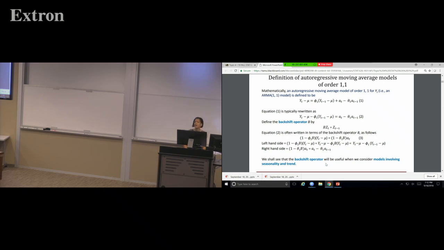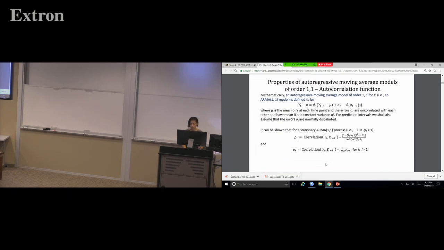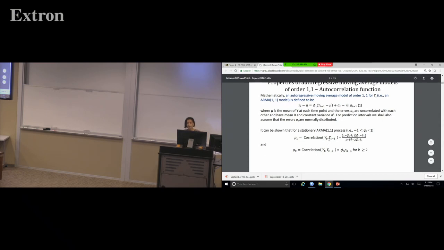So we've talked about stationarity. We've talked about invertibility of an ARMA(1,1) model. Let's talk a little bit about the correlation of an ARMA(1,1) model. For the correlation of an ARMA(1,1) model, the correlation between y_t and y_{t-1} is equal to this formula. And the correlation between y_t and y_{t-k} is equal to phi_1 times the correlation at lag k minus 1, for k greater than or equal to 2.